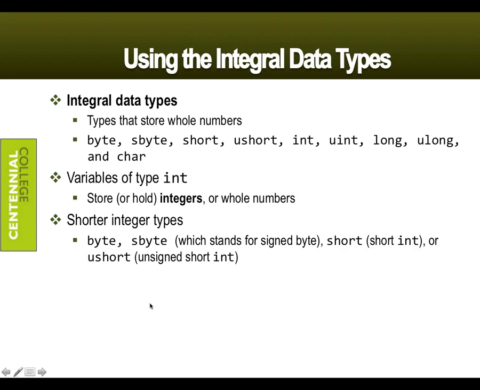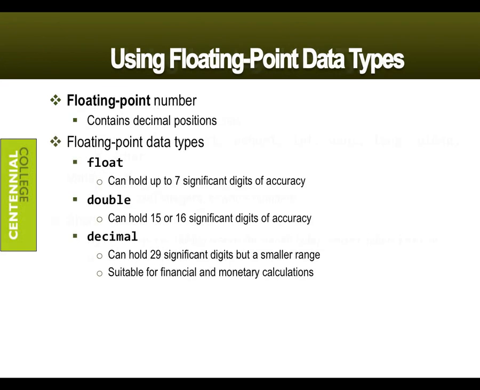Okay, so again, data types. There are different types we talked about. We talked about variables of type int and what they hold and shorter integer types. We've talked about all this stuff before. Same thing with floating points, doubles and decimals. They hold different significant digits of accuracy. So floating point numbers contain decimals, and so do doubles and decimals. They're just different data types to represent how much precision we want, how many numbers after the period.